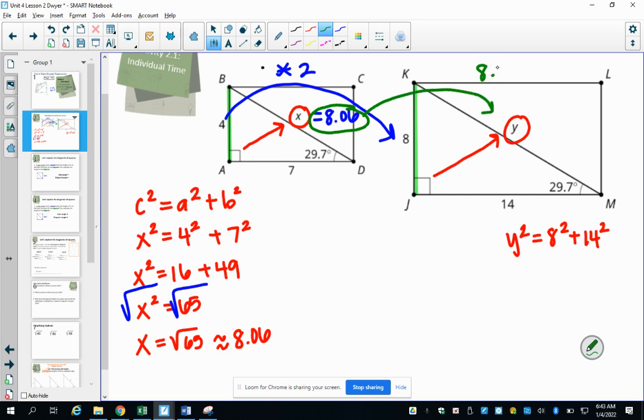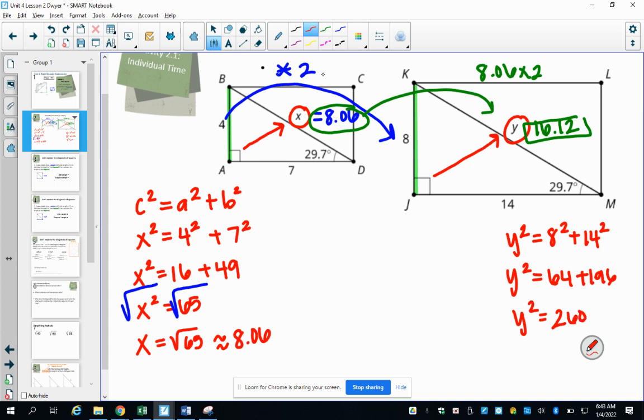So 8.06 times 2 gives us 16.12 for that y value. And you would see if you did the Pythagorean theorem that it would end up the same. So you'd get y squared equals 64 plus 196. Y squared equals 260. You would square root both sides, and you'd end up with y equals 16.12.